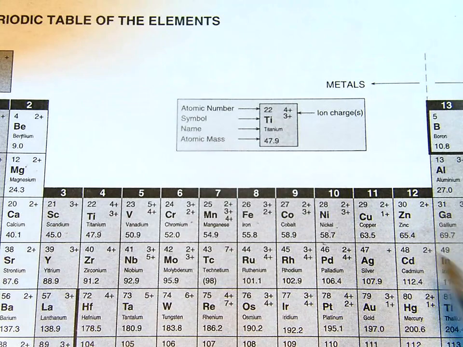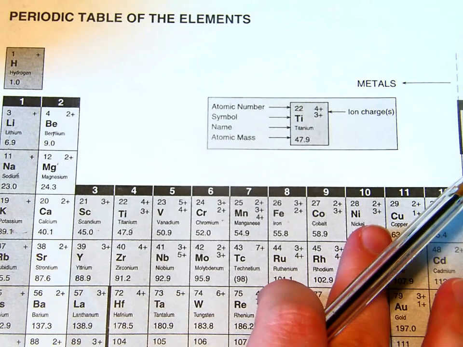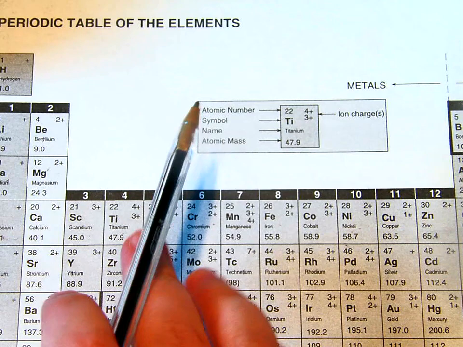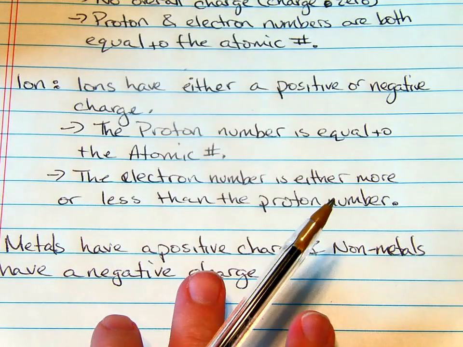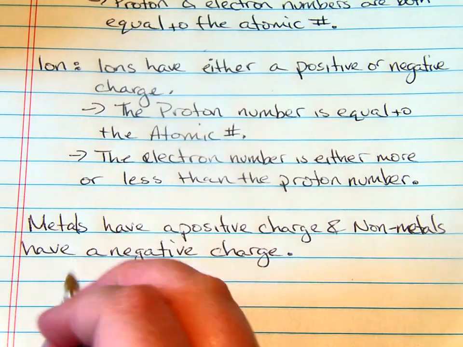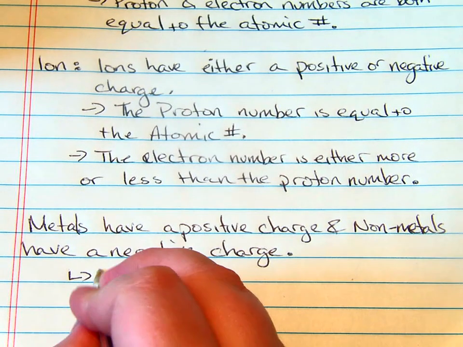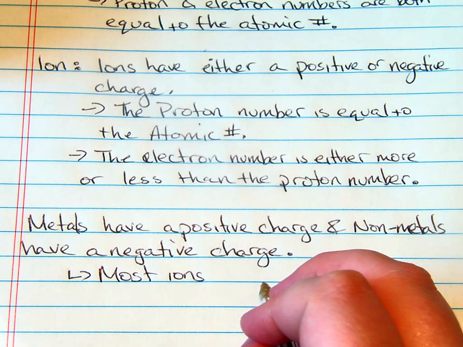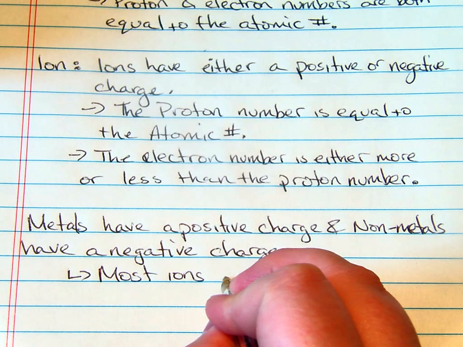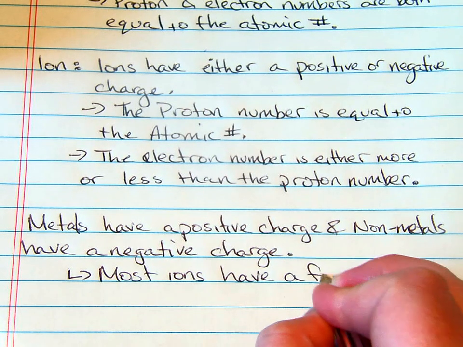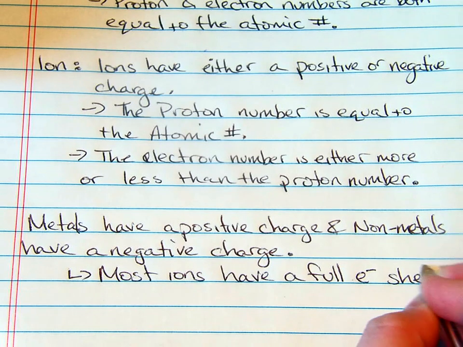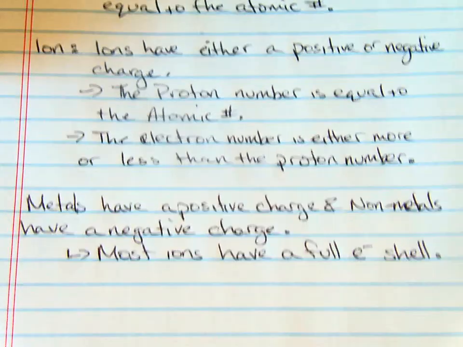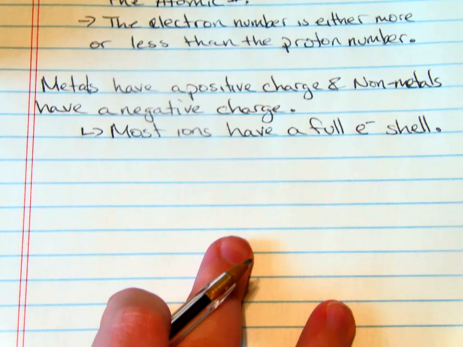So for most, doesn't go for the transition metals, but for most ions, what's going on is they're trying to figure out how they can have a full shell. That is the name of the game with ions. So most ions have a full electron shell. That is why metals have a positive charge and nonmetals have a negative charge.